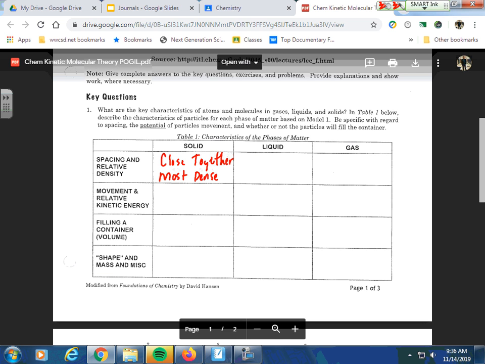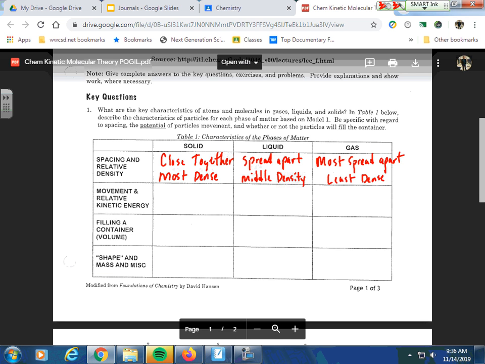Liquids are spread apart, not crazy spread apart, but they're spread apart. We'll call those middle dense, or middle density, or you could say less dense than solids. Gases are most spread apart, and since they are most spread apart, they are least dense.